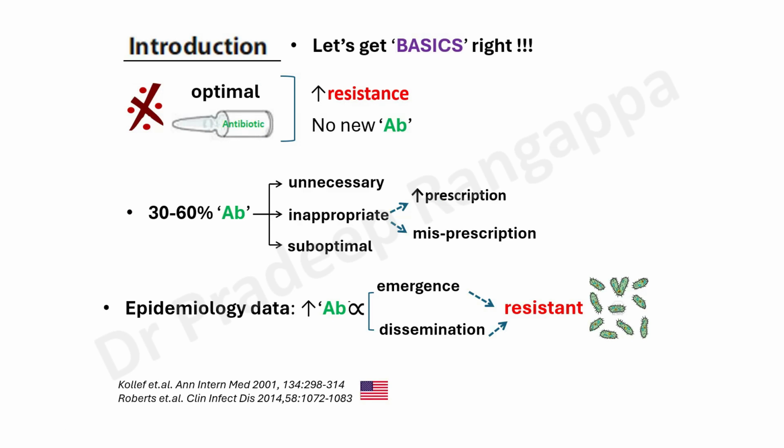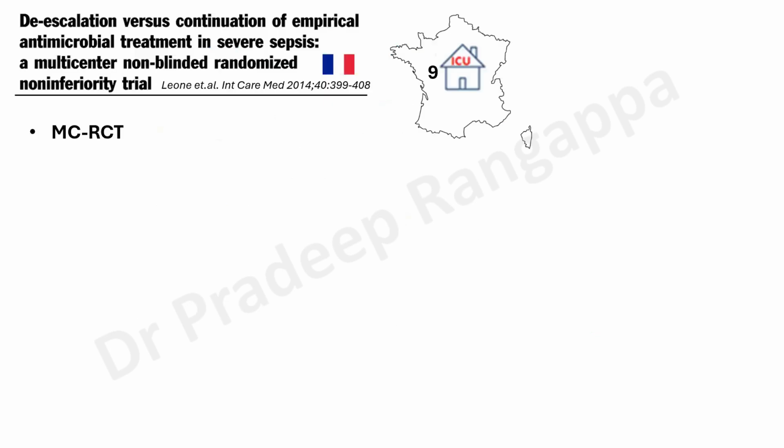So this is the sort of background we have, which means all of us are party to this, because ICU is a place where we tend to overuse antibiotics, and every time we use an antibiotic, there is a direct correlation to the emergence and dissemination of resistant bugs, which we ourselves have to tackle in ICU.